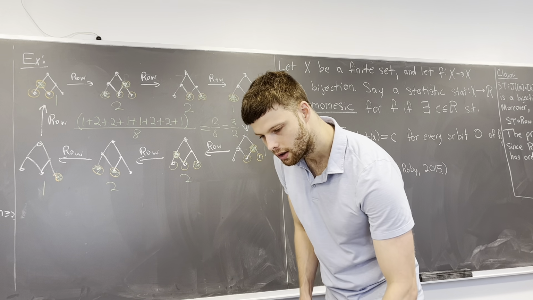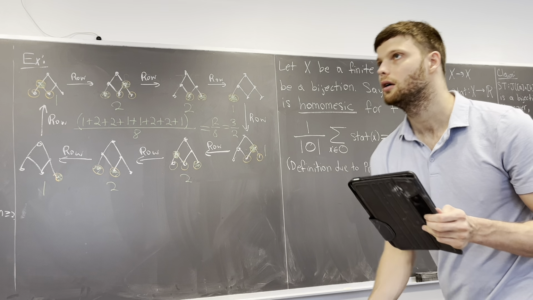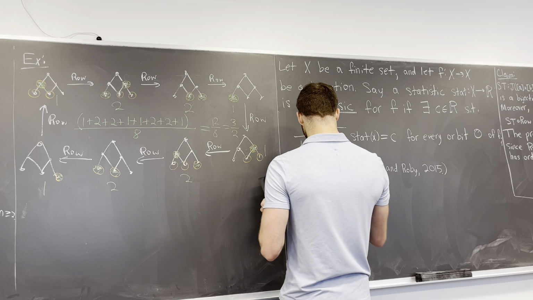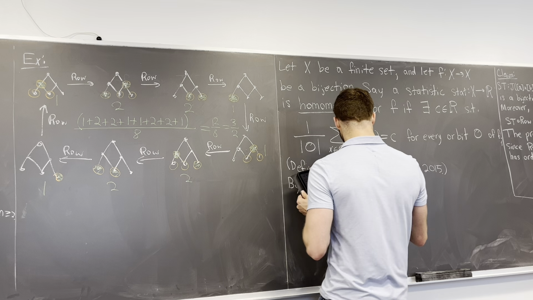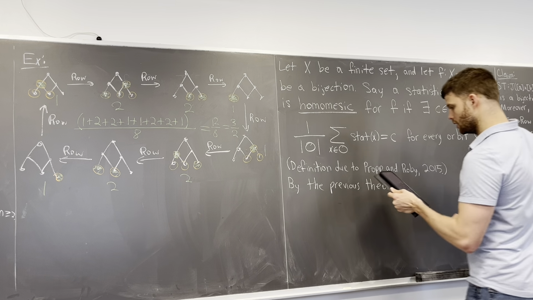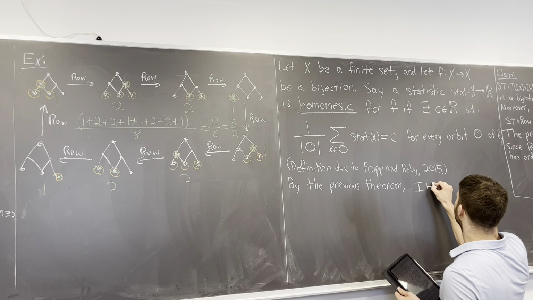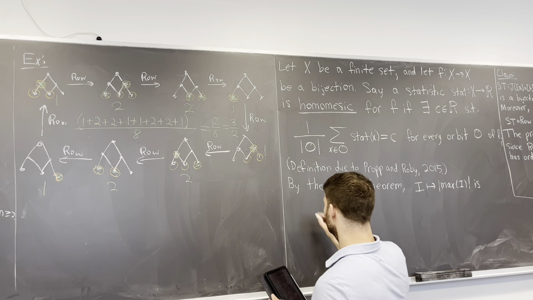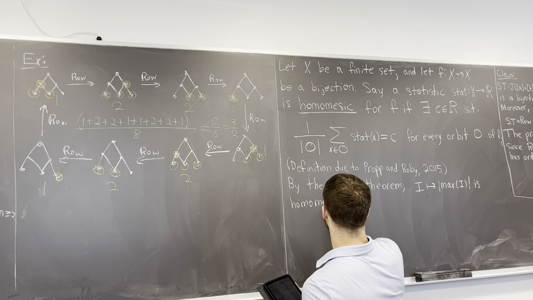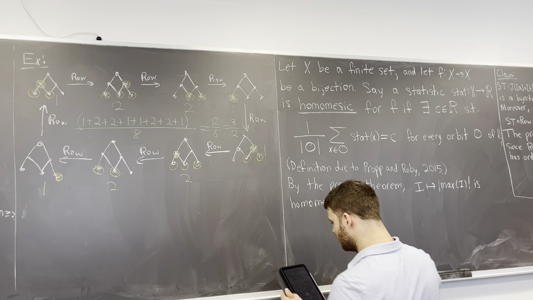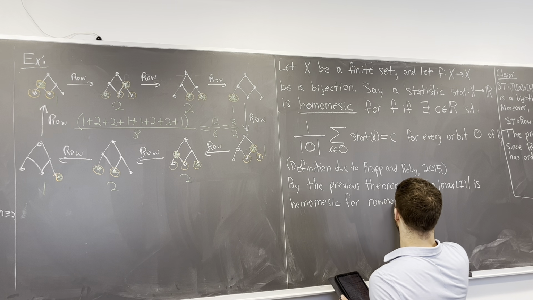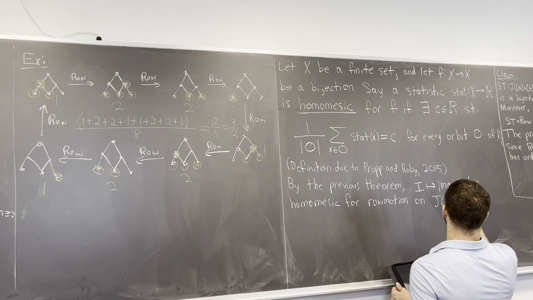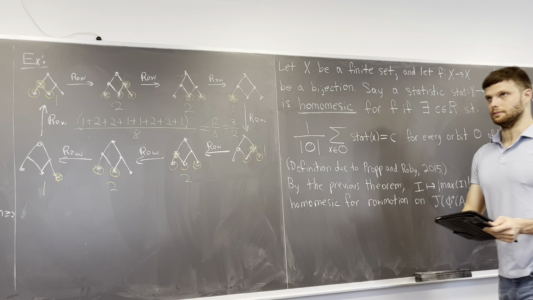Yeah, so maybe I'll just say in writing what I was just saying. So, by the previous theorem, the map that sends I to its number of maximal elements is homomessic for Rowmotion, but of course this is just on the order ideals of Φ+ of A_n. Okay.